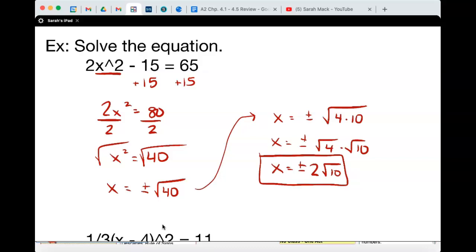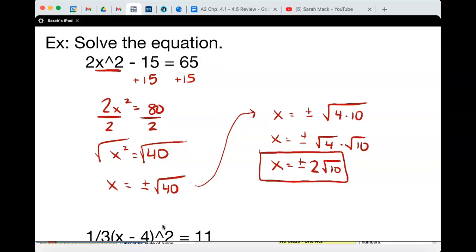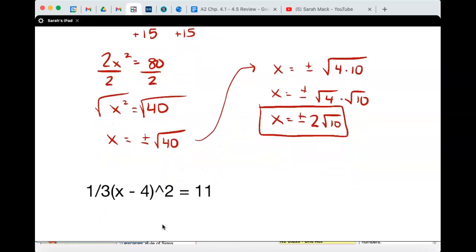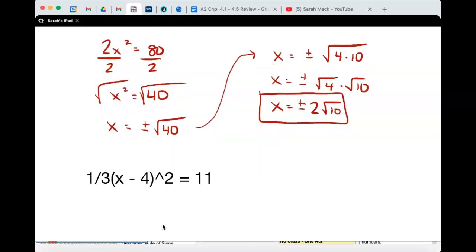Nice, right? Instead of a whole number answer or a rational number or fractions of decimals, you get square root answers.